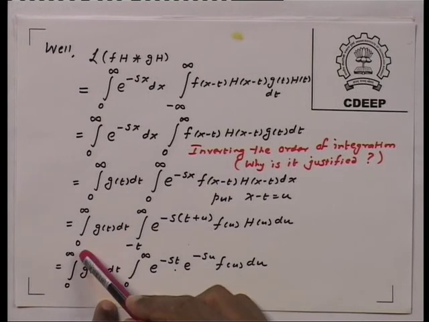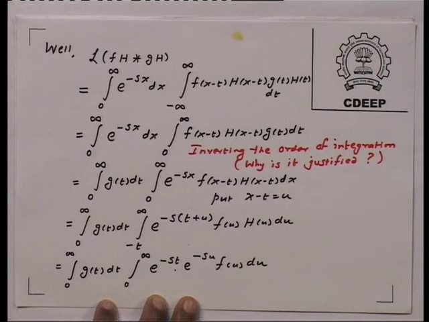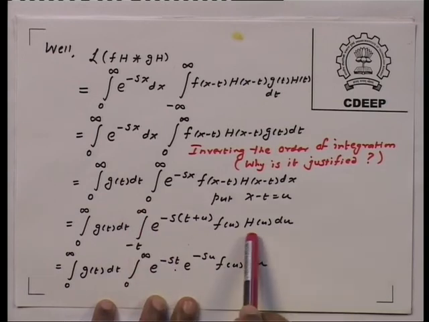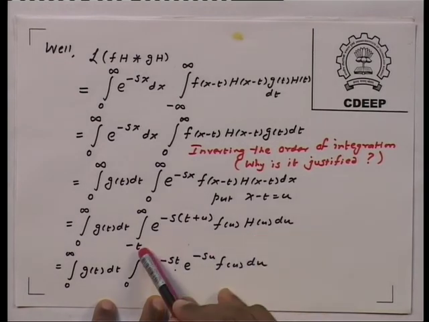Now, where is t running from? t is running from 0 to infinity. So t is non-negative, and here I am putting from minus t to infinity. So there will be a piece from minus t to 0 and a piece from 0 to infinity. What happens between minus t and 0? Look at this h of u here, that is going to be 0. So really I do not have to worry about what happens between minus t and 0.